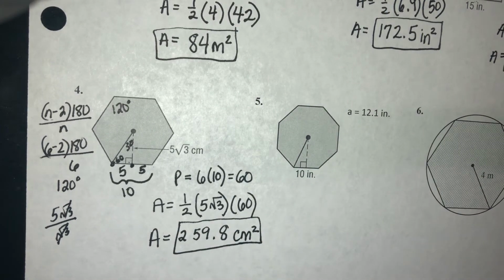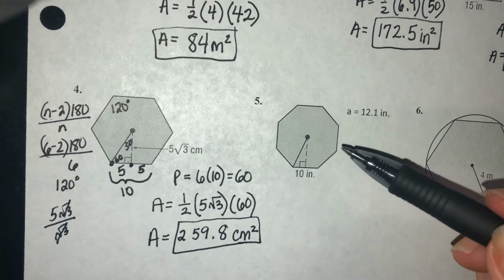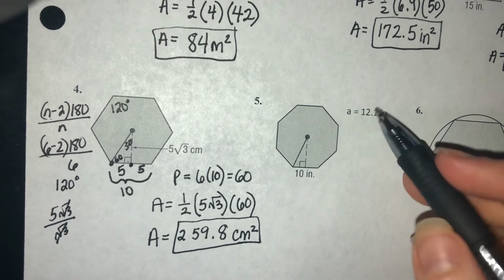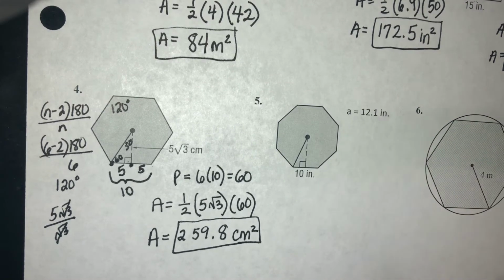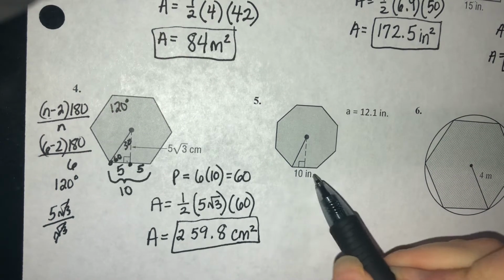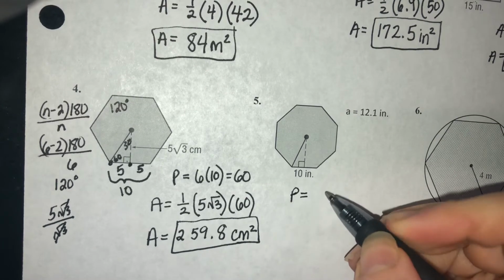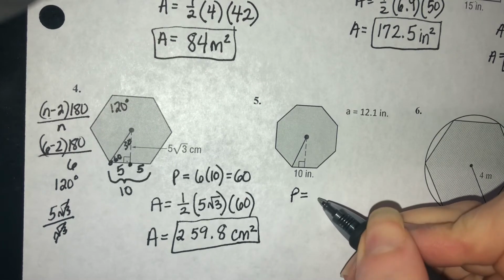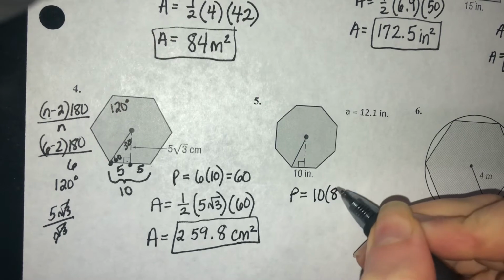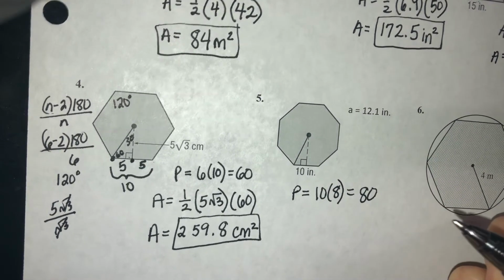All right, number 5. This is an octagon. There are 8 sides here. They gave us the apothem, which is wonderful. They also gave us the side length, but we need to find the perimeter. So if there are 8 sides and each one is 10 units long, we do 10 times 8, which gives us 80 for our perimeter.